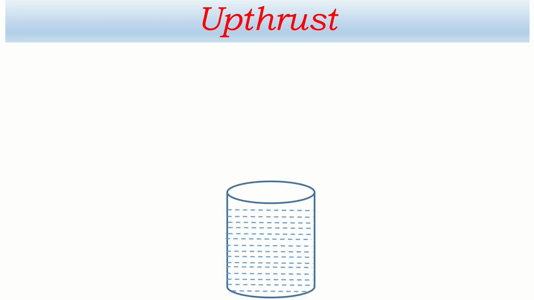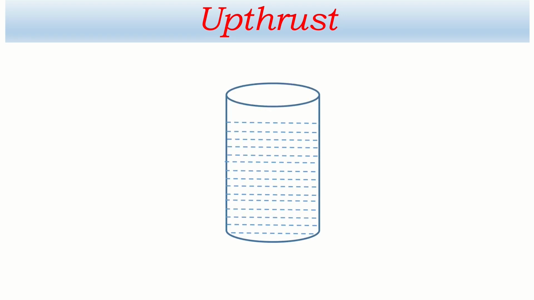Let's say this is a vessel, it contains water, and a body has a weight in air of, let's say, 5 Newton. If you take its weight inside the water, do you think it remains 5 Newton again? No, it will reduce. Let's say it is reduced to 4 Newton. Then what is the reason for the reduction of weight in water? Certainly, water exerts a vertically upward force on the body, which is called upthrust.